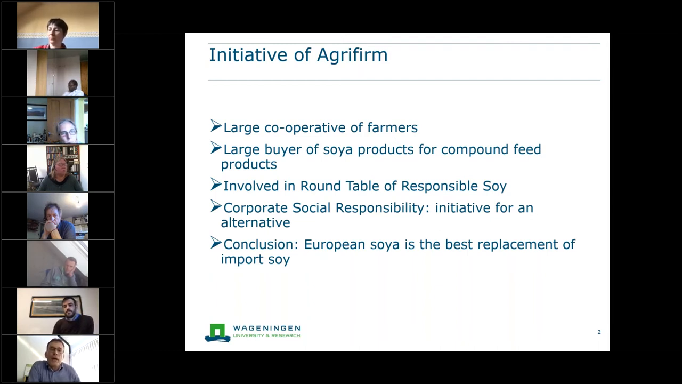But you know there is a large pressure on the sustainability of these soy imports. So this company is involved in a roundtable of responsible soy, but they also created a position of corporate social responsibility in the company. And this part of the company took the initiative to find an alternative for import soy. They tried some alternatives, and their main conclusion at that time was the best replacement for import soy is European soy.